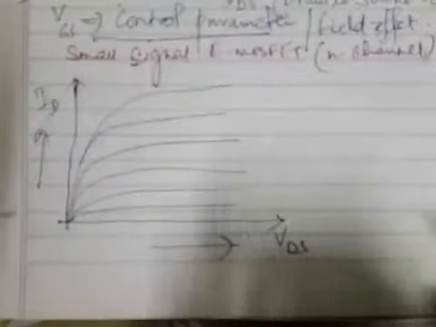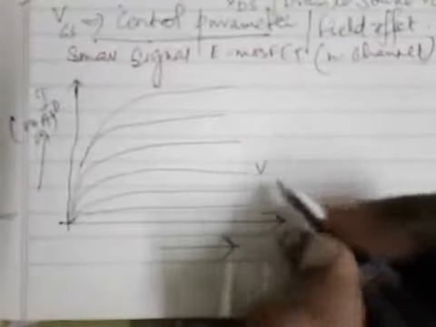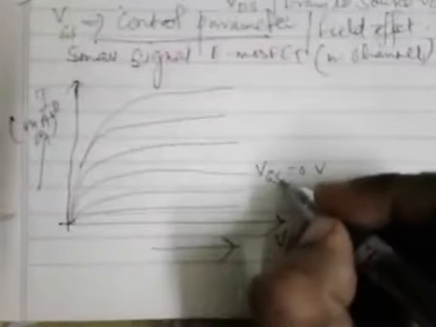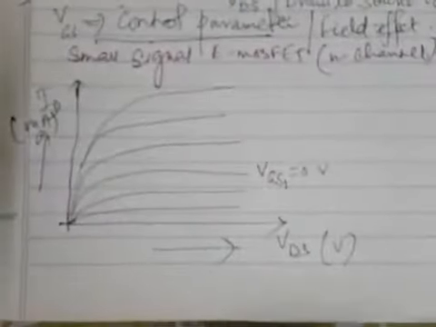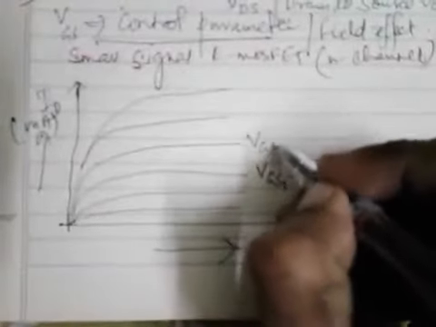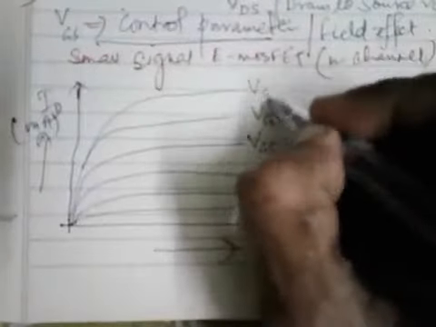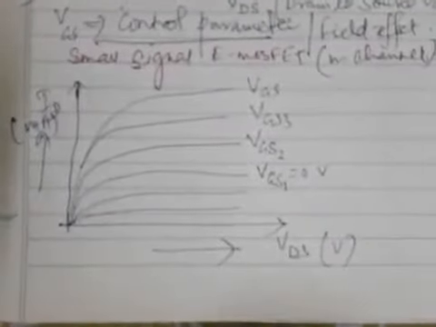Now suppose this is ID in milliampere and this is VDS in volts. All this side is VGS. This is VGS equal to 0 volt. This is VGS1. Now if we go on increasing upward, suppose this is VGS2, this is VGS3, and this is VGS4. We have already seen, if we increase positively upward, that means this is 0 volt, this is plus 5 volt, plus 10 volt, this is plus 15 volt.